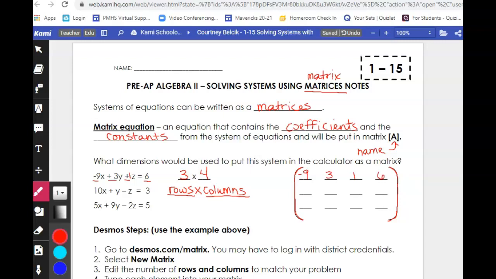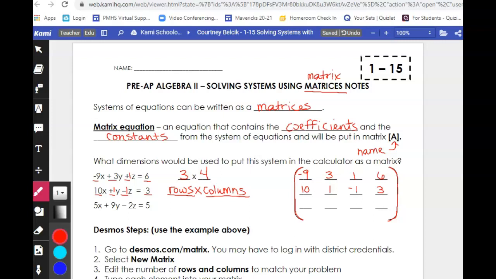In the next equation, my coefficients are 10, this is a 1, this is a negative 1, and the constant is 3. So 10, 1, negative 1, 3.